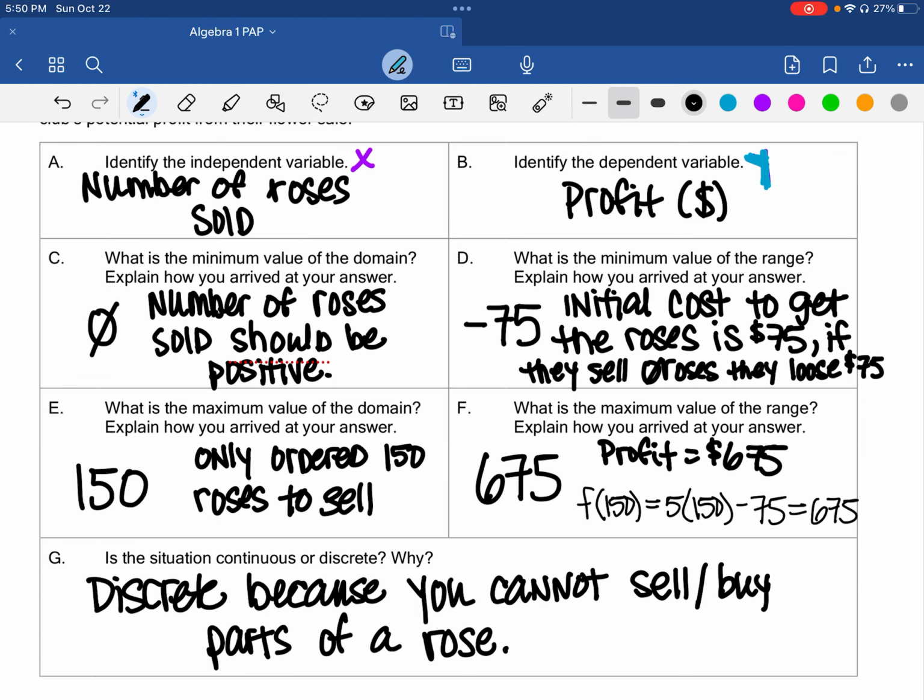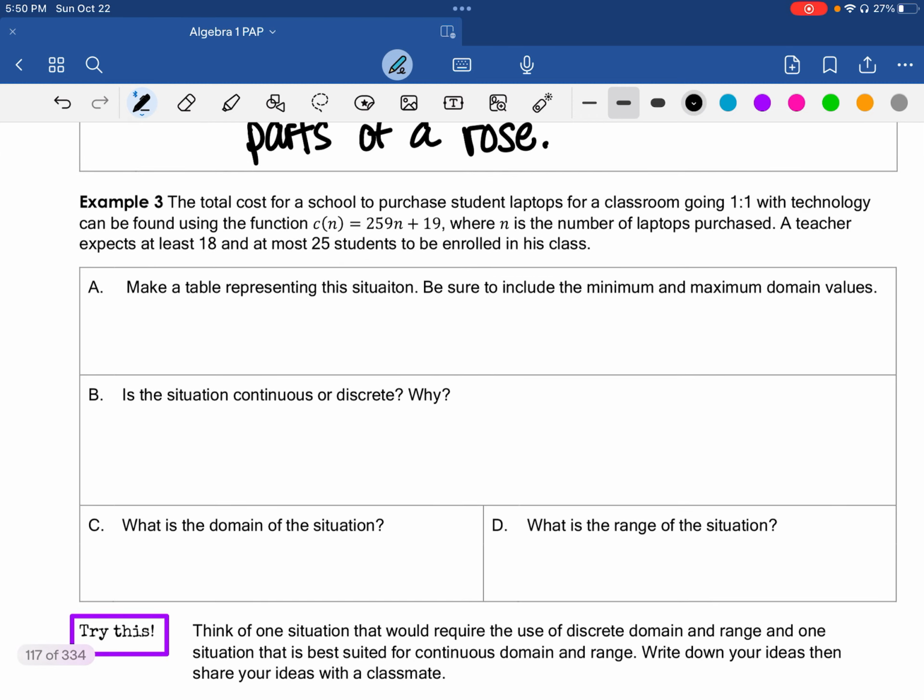That's the situation. All right, our final situation, in example 3, says the total cost for a school board to purchase student laptops for a classroom going one-to-one with technology can be found using this function. Let me go ahead and highlight it. Where N is the number of laptops purchased. A teacher expects at least 18 and at most 25 students to be enrolled in his class. Make a table representing the situation.